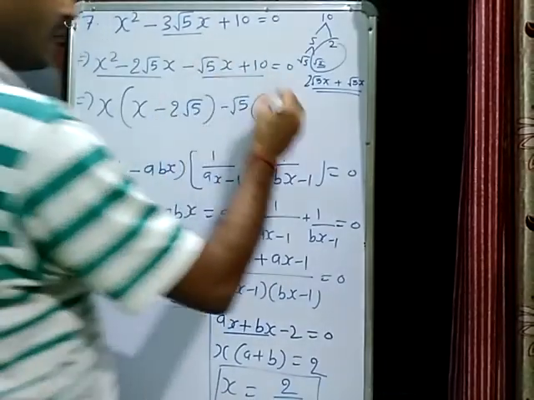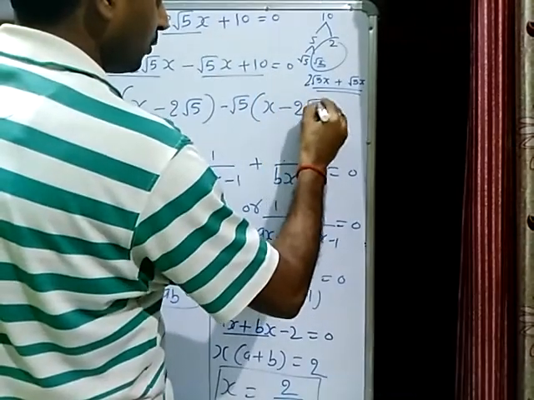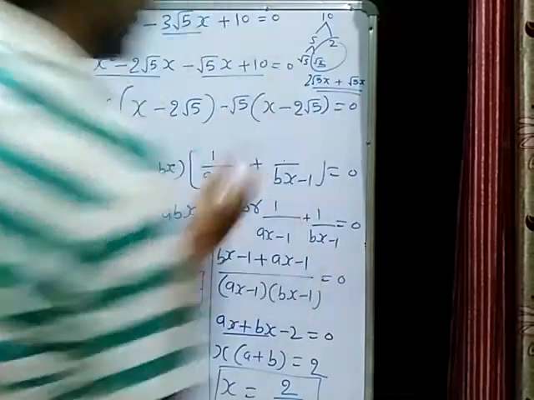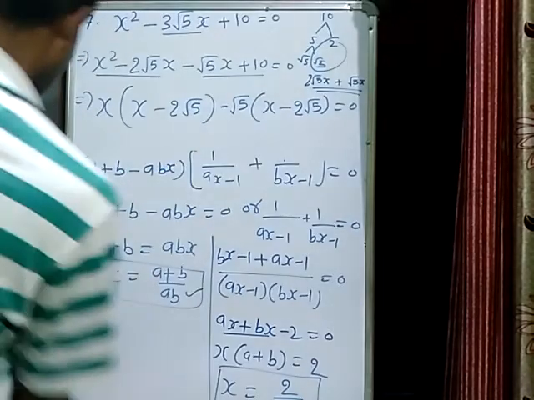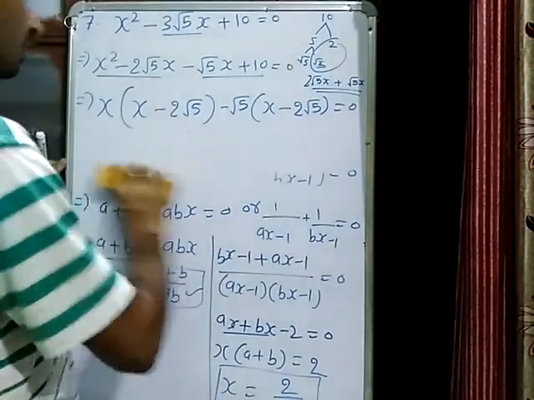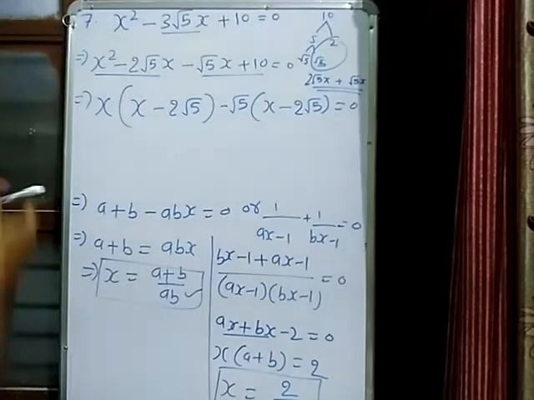You know that I showed you in one more question today also. So you will get 2 root 5. And these both must be the same. So we are getting the same. Now look, this is common. What is common? x minus 2 root 5 is common.